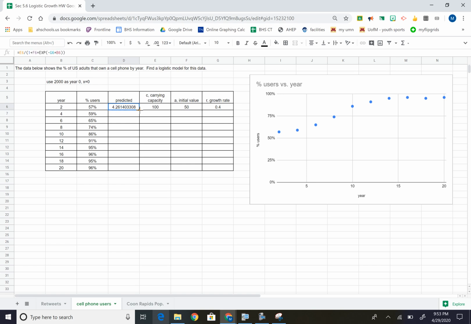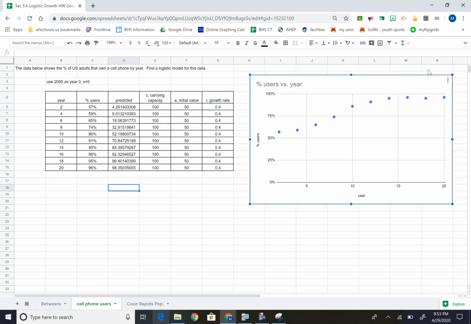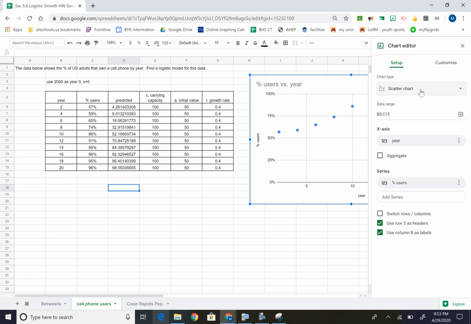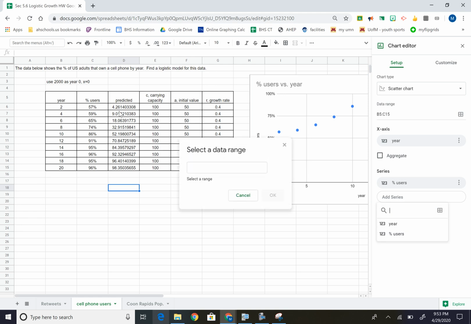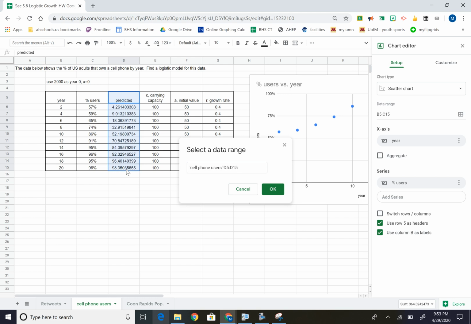And now I'm just going to highlight all four of these values, and I'm going to scroll them down. And I'm going to add them to the chart. So let's see here. Edit chart. Series, add. Click that button there. I'm going to select that range.